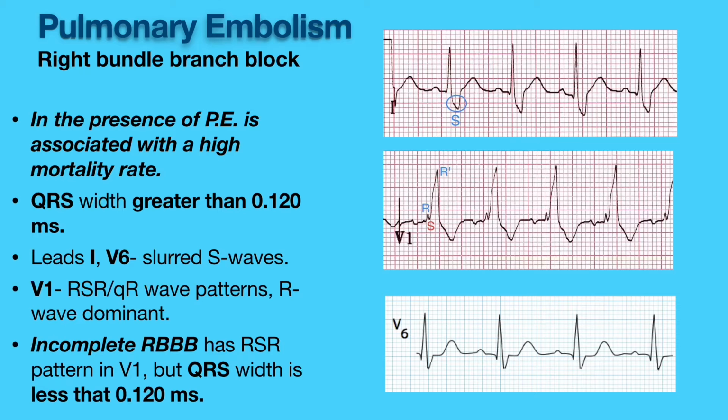Right bundle branch block, when it is present with a PE, is associated with a high mortality rate. To view the criteria, we must have a QRS greater than 0.120. Leads 1 and V6 must have slurring of the S-wave. V1 can have different or varying presentations, and then we have an incomplete right bundle, which is all of the above with a narrow complex. Which brings us to our next causative agent, which is acute pulmonary hypertension, which will also be responsible for the ECG changes that we will come to know and love.